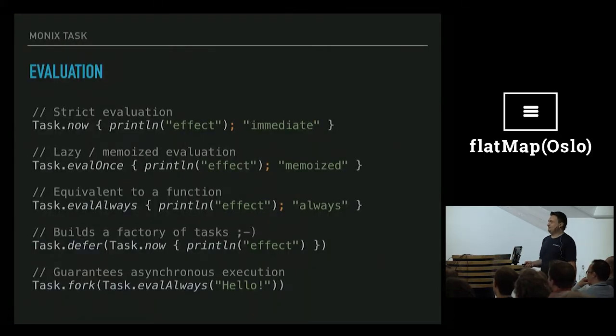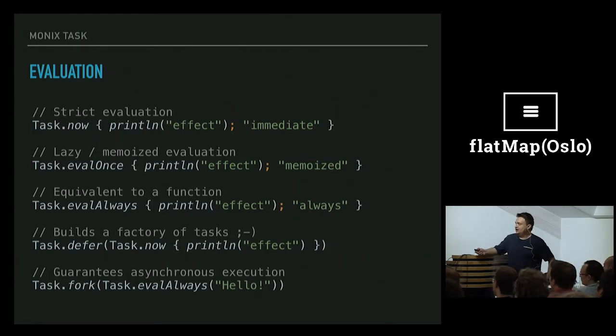So, what Task supports as builders, we can have, you know, strict evaluation. Task now is the equivalent of future successful. It's something that's already initialized. The value is already known when you run async on it. You already know the value.